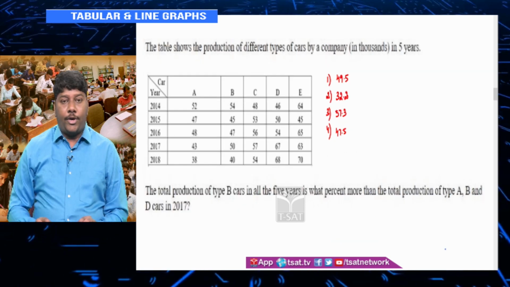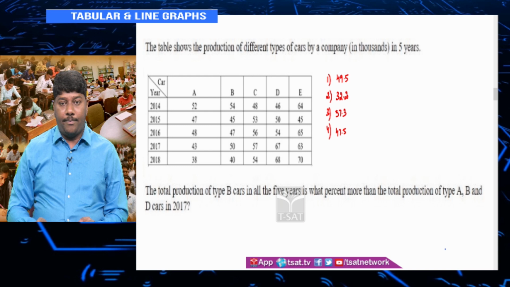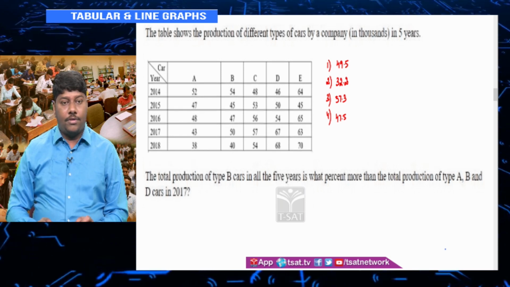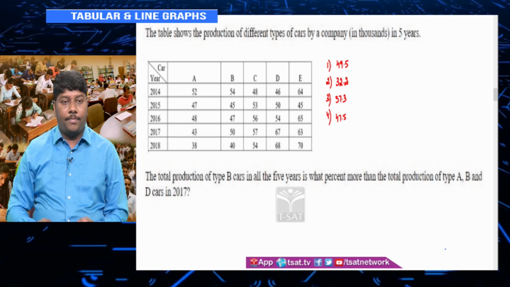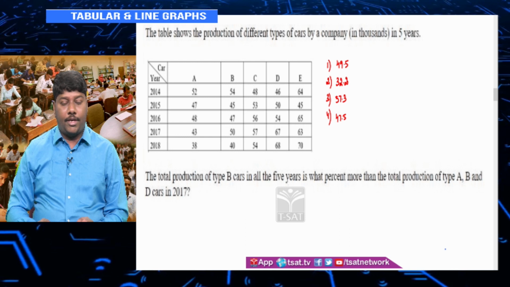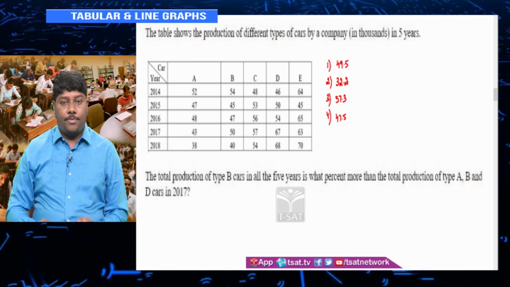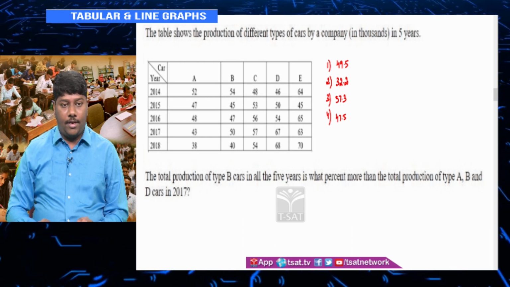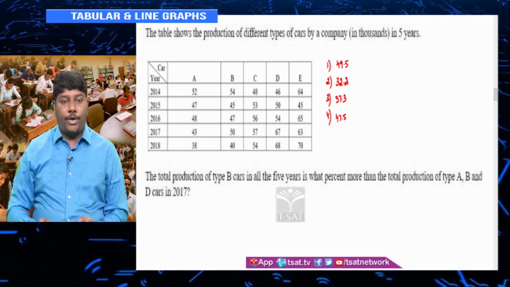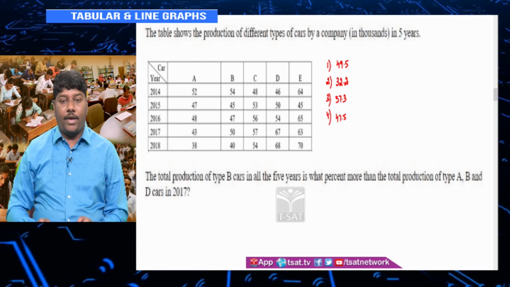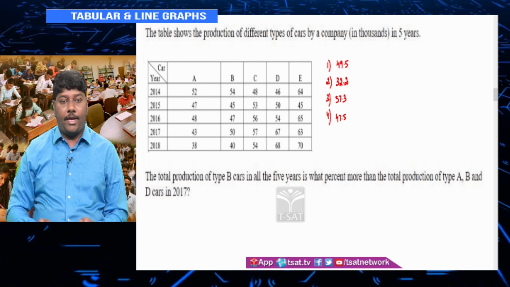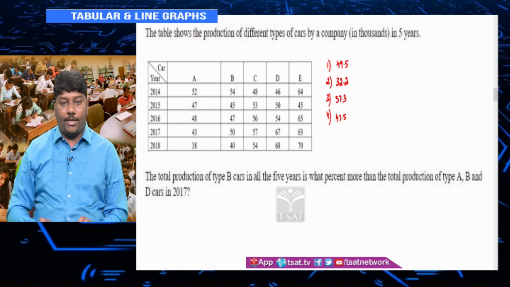The table shows the production of different types of cards by a company in thousands in 5 years. Again, it is another table. Now it shows for 5 years, same thing, but here in rows 2014, 2015, 2016, 2017, 2018, again cards by 5 companies A, B, C, D, E. So it is a typical tabular graph. The total production of type B cards in all 5 years is what percent more than the total production of type A, B and D in 2017?